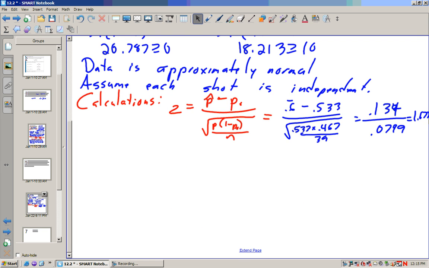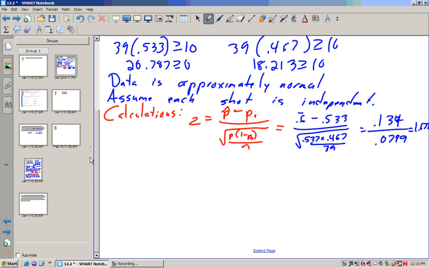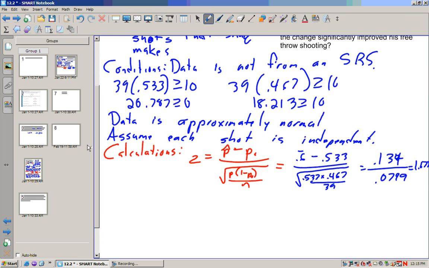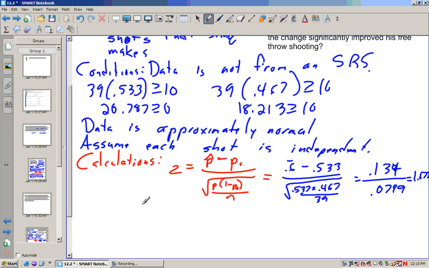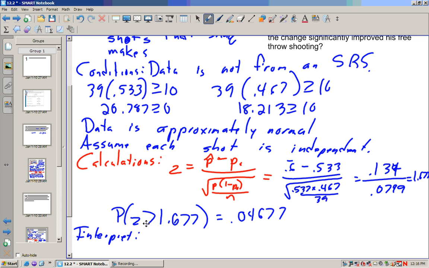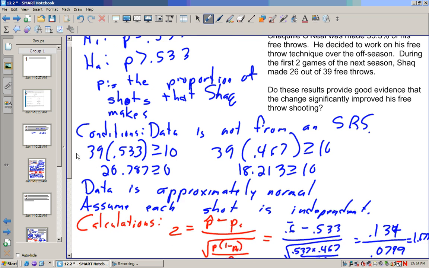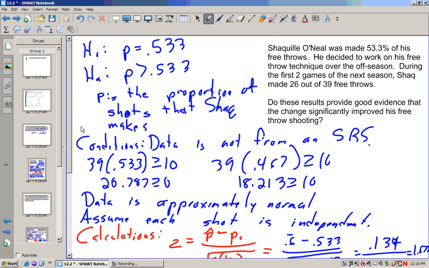All right, from that z-score, let's find the p-value. Now, our alternative hypothesis is greater than. So we're going to find the probability that my z-score is greater than 1.677. So I'm going to do a normal CDF from 1.677 to a very large number, which is 0.04677. So that's below 0.05. So we can interpret. Since it doesn't give us an alpha value, we'll assume 0.05.